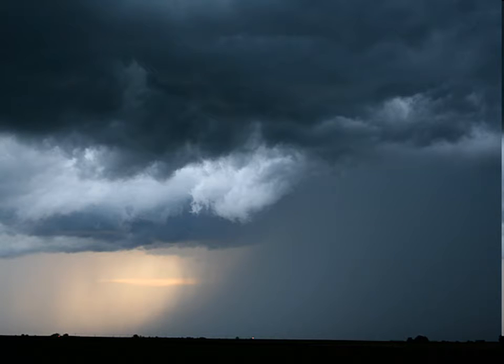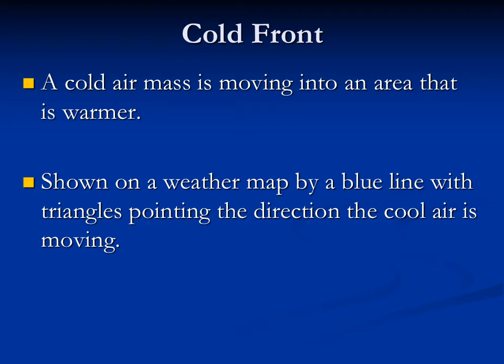Sometimes you can actually see where two different kinds of air masses are coming together, and other times you can't, but you can see the result, which would be something like this, a severe thunderstorm. Cold fronts are cold air masses that move into an area that is warmer. And cold fronts are shown on a weather map by a blue line with triangles pointing the direction the cold air is moving. So they don't always point the same way, they point the direction that the cold air is moving to.